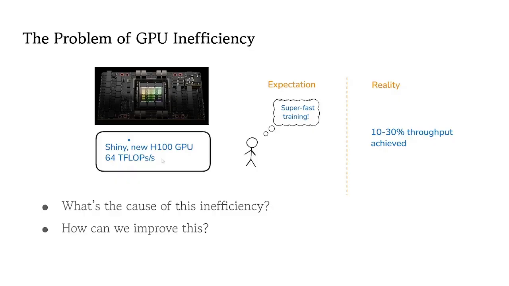What are the causes of the inefficiency when running machine learning applications on GPU? And how can we overcome these inefficiencies? To understand this, we will have to dig a little deeper and understand what the GPU looks like, how it is designed, and how it functions.